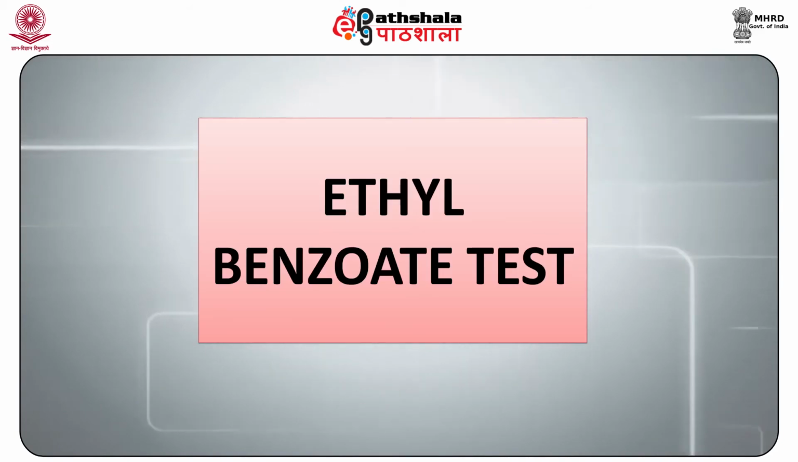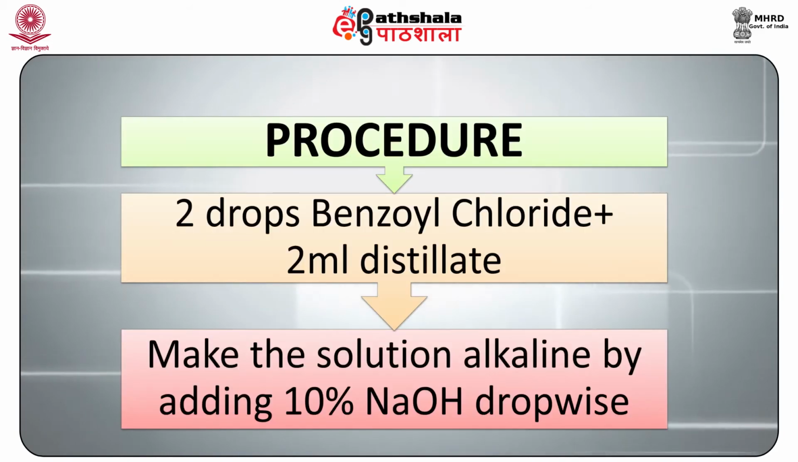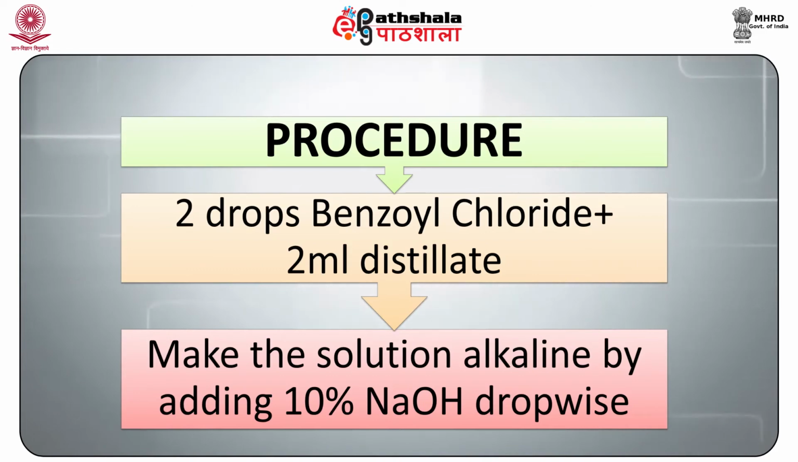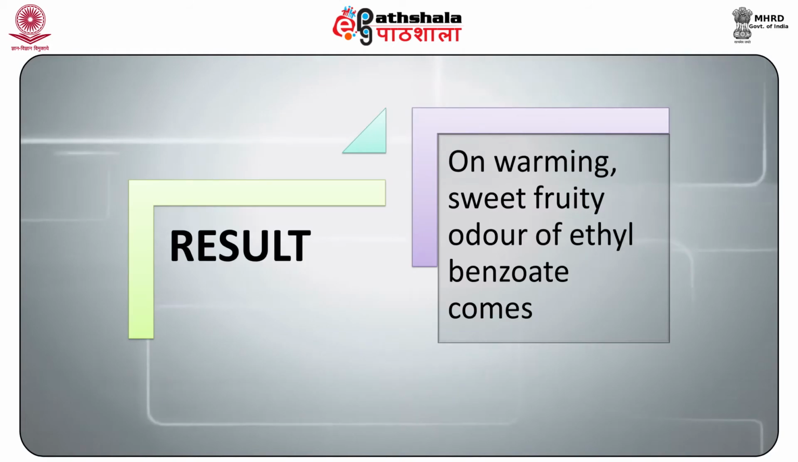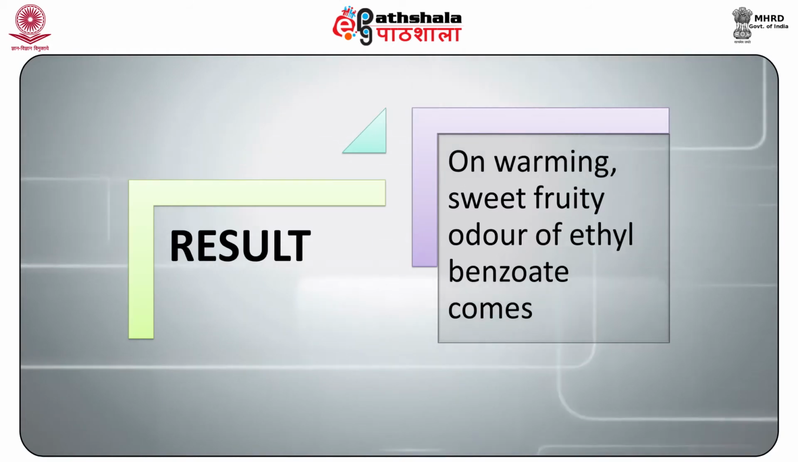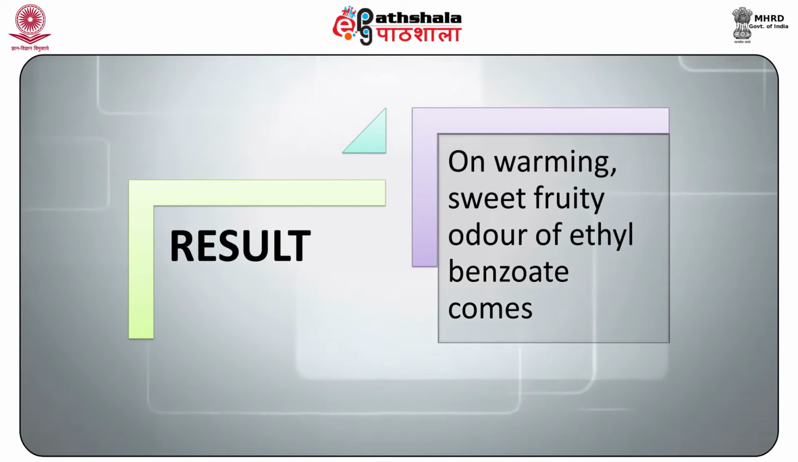Next is ethyl benzoate test. Add 2 drops of benzoyl chloride to 2 ml of distillate. The mixture is made alkaline by adding 10% sodium hydroxide, drop by drop. On warming, irritating smell of benzoyl chloride is replaced by sweet fruity odor of ethyl benzoate. Methyl alcohol also gives this test, but it does not give the iodoform test.